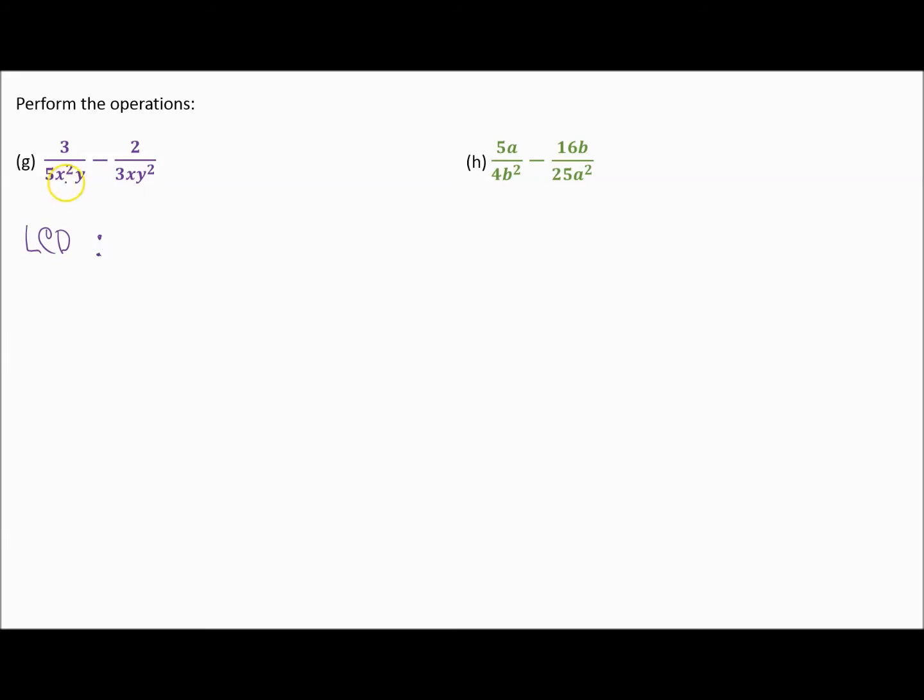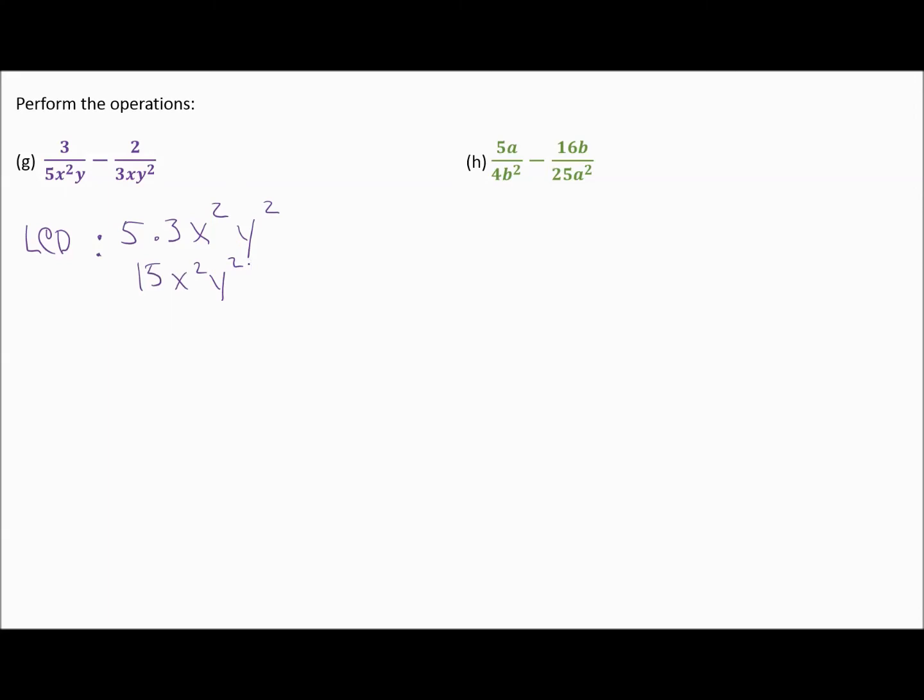So a 5 shows up once here and none here, so I need a 5. Okay, a 3 shows up once here and none here, so I need a 3. An x squared and an x, so I need the most number of times, which is x squared. A y and a y squared, so I need the most number of times, which is y squared. So if I simplify that, that's 15x squared y squared.